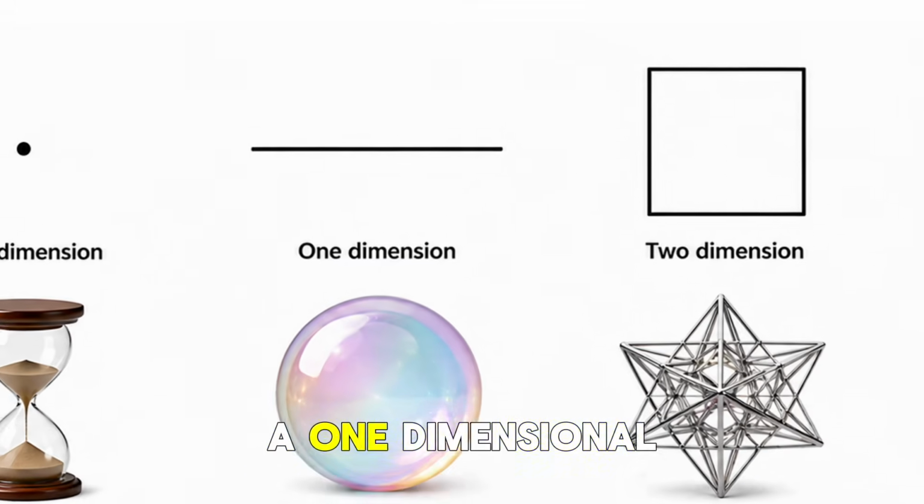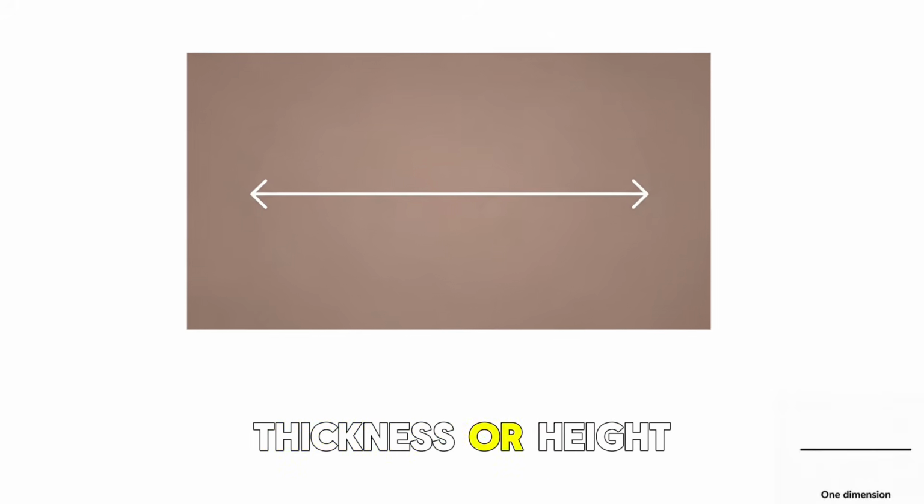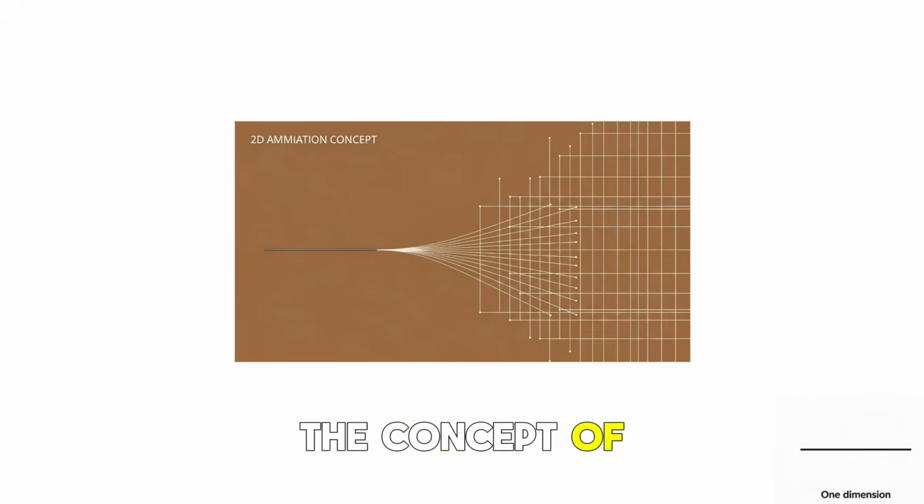One dimension. A one-dimensional object has only length. Imagine a straight line that extends in two directions but has no thickness or height. You can move forward or backward along it, but nowhere else. This idea shows up in simple paths, number lines, and even basic motion. It is limited, but it introduces the concept of direction.